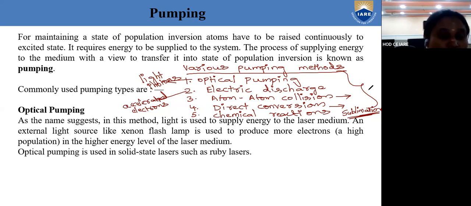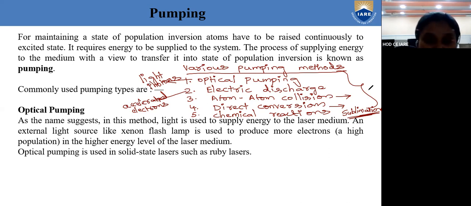But in gas, you know how the atoms are present. They are present very loosely packed. They'll be moving in all possible directions, moving randomly. It means that atoms which are in the ground state are made to move with energy by converting them into the gas state. So that process is called direct conversion.